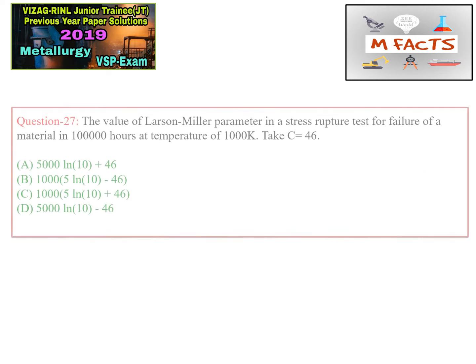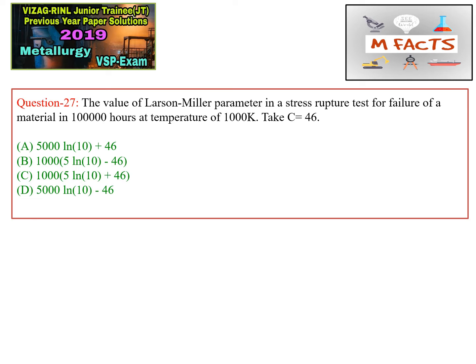The next question is the value of the Larson-Miller parameter in a stress rupture test for failure of material in 10 to the power 5 hours at a temperature of 1000 Kelvin. Take C equals 46. For this question, we should know about the Larson-Miller parameter. We can write it like this: P equals ln t plus C, multiplied by temperature, where small t is time.